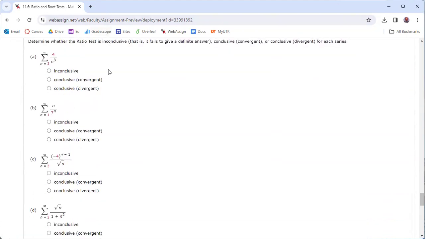Determine whether the ratio test is inconclusive, conclusive convergent, or conclusive divergent. Well, take this first example. There are no exponents or factorials here to help you out.